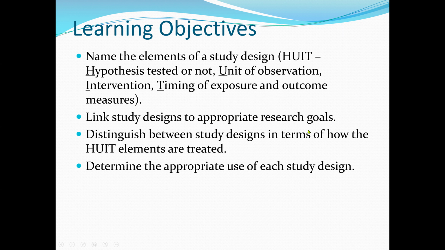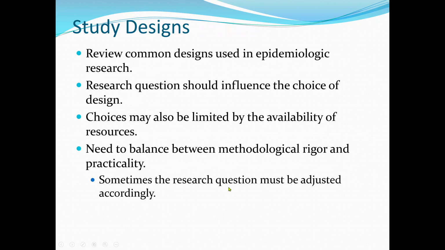Again, in our previous lecture, which is chapter 2, we discussed 4 different types of research goals. So we are going to link them with the different types of study designs. Normally a research goal can determine the type of study design we have to use. Also, we're going to distinguish between study designs in terms of how HUIT elements are treated. And lastly, we determine the appropriate use of each study design, and we shall also give some examples.